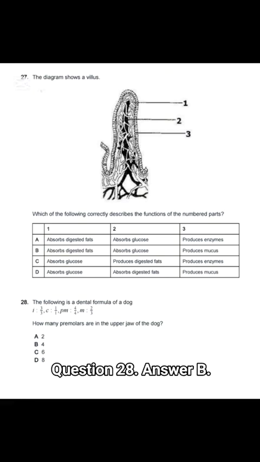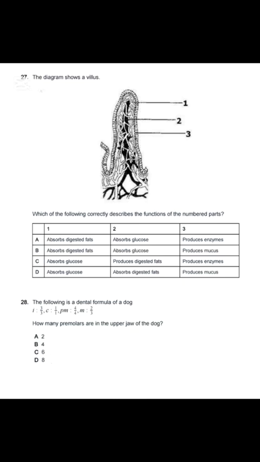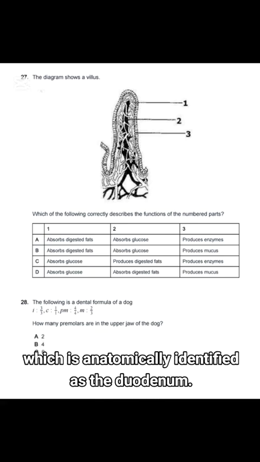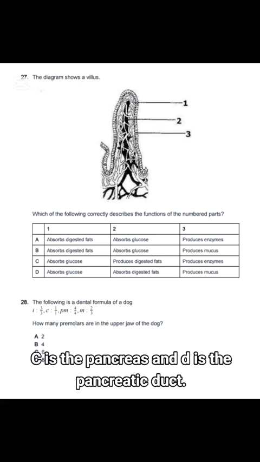Question 28. Answer: B. Duodenum. Explanation: the diagram shows the midsection of the human digestive loop. Label B points directly to the C-shaped first curve of the small intestine immediately following the stomach, which is anatomically identified as the duodenum. For reference, A is the stomach, C is the pancreas, and D is the pancreatic duct.